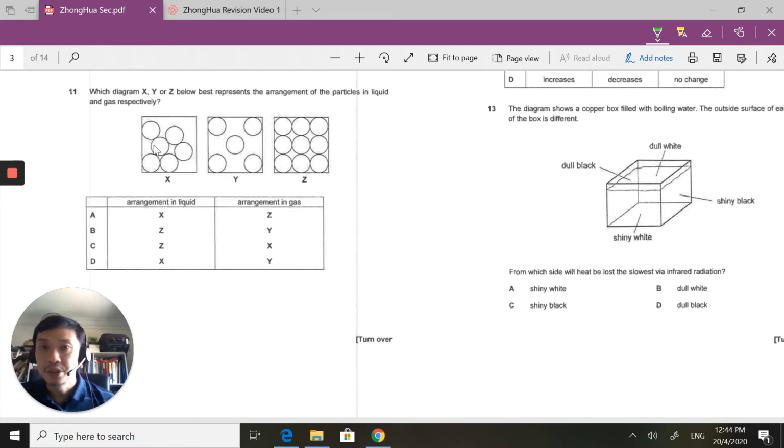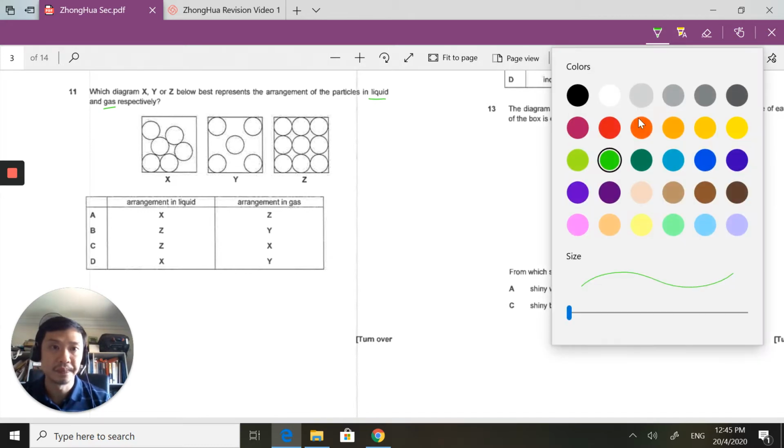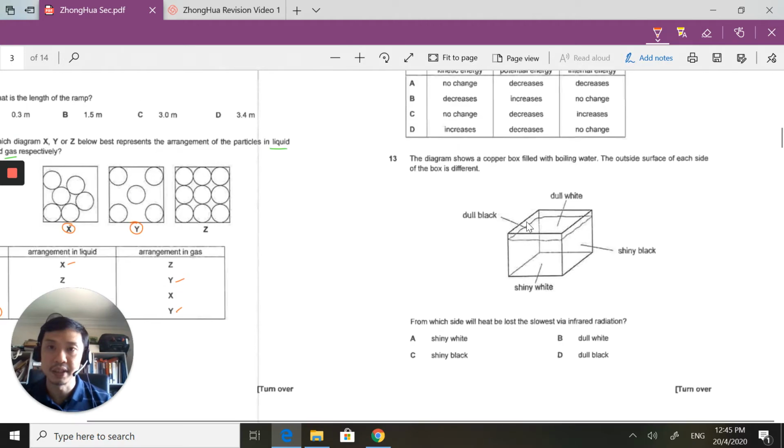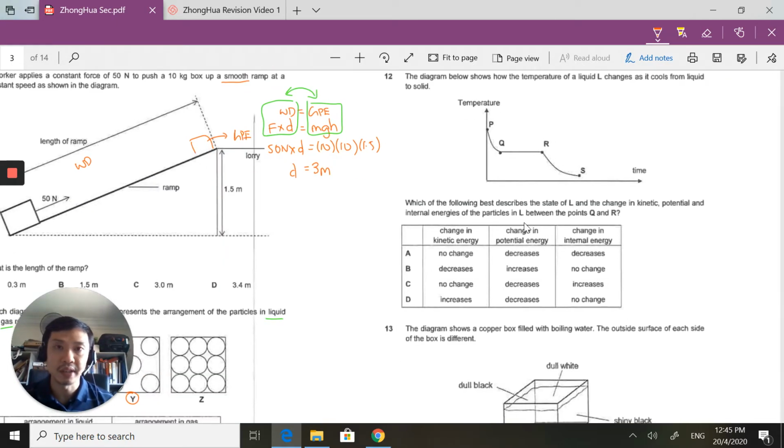So I've got three diagrams. Which particles represent the arrangement in liquid and gas respectively? The arrangement in liquid would be this one. This one you have to know. So let's put the X, and gas would be Y. Therefore, the only option that has two ticks is D. So the answer for question 11 is D. Let's go look at question 12.